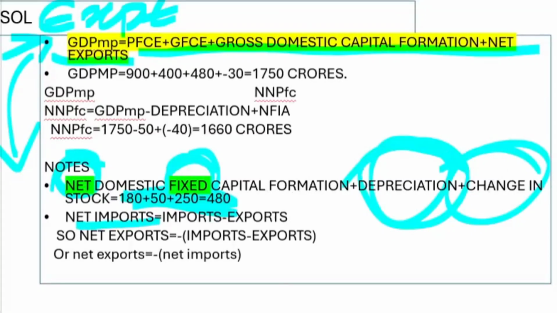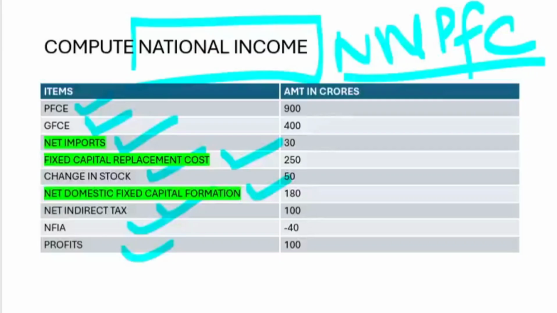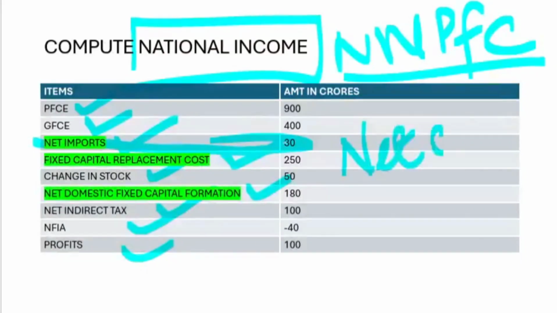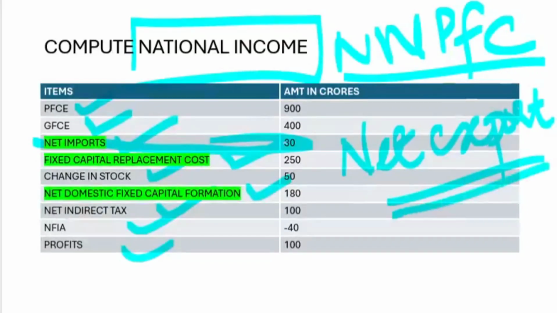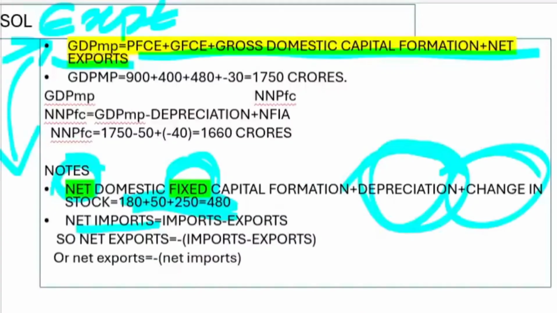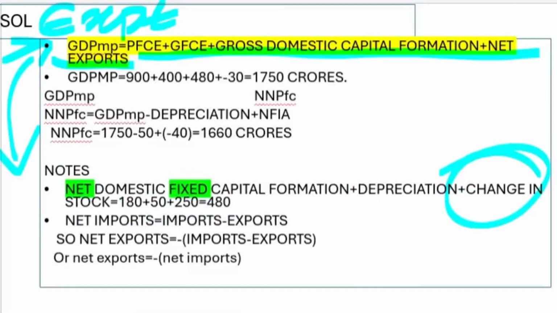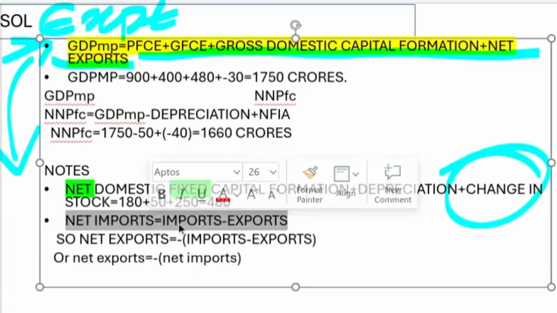Now we have net imports, that is import minus export is net import. But what we need is net export. So what will we do? We just take the negative of net import to convert it into net export. Let me just clear it out. Make sure that if expenditure method is being asked, gross domestic capital formation and net export should be the terms in your answer, and that should be taken out from the question. Don't make a silly mistake.